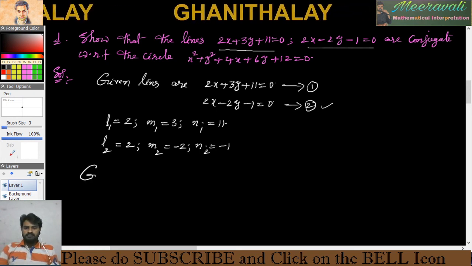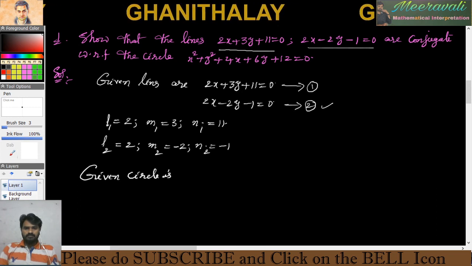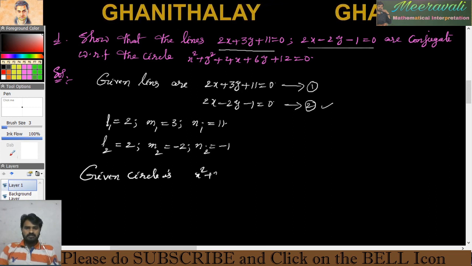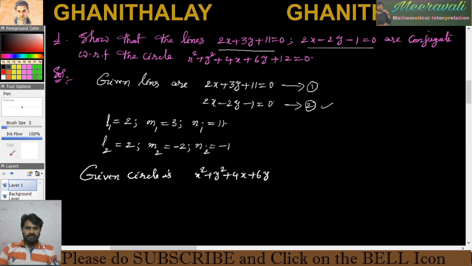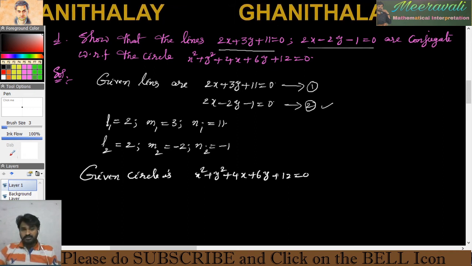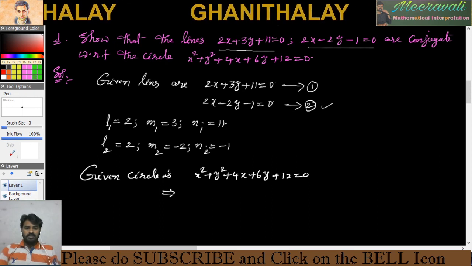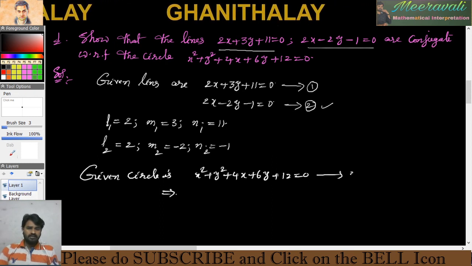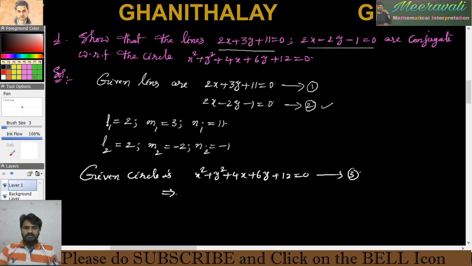the given circle here is x square plus y square plus 4x plus 6y plus 12 equal to 0. After writing the circle equation, compulsorily you have to find the center.